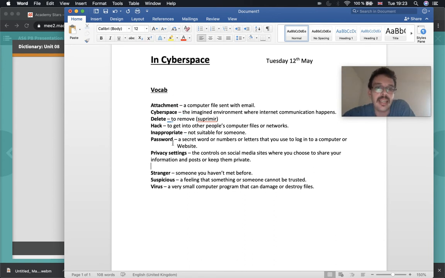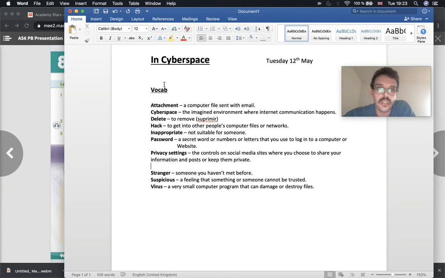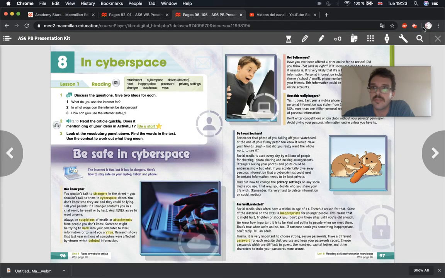Y una vez que lo sabes un poco mejor, puedes volver a leer y escuchar el artículo que hemos leído. Okay, so once you have a better understanding of the vocabulary, you can go back and listen and read the article again. Okay, and you will understand better. ¿Vale? Se puede entender mejor después. Okay, very good. So make sure you have all of the vocabulary copied in your notebook. Okay, just like this. Very good.